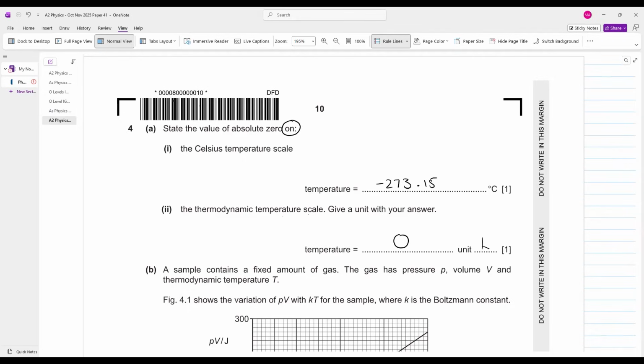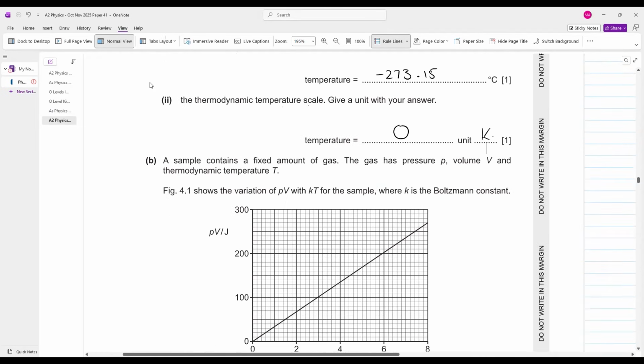0 Kelvin. Perfect. A sample contains a fixed amount of gas. Okay. The gas has pressure P, volume V and thermodynamic temperature T.